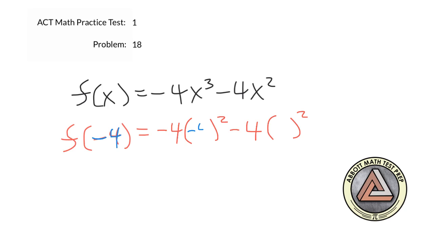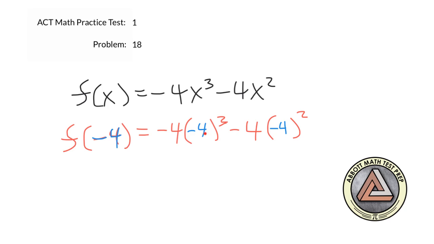So we're going to do that right now. Negative 4 goes there and negative 4 goes there. I made a little typo, that's a 3. Okay, so we have negative 4 times negative 4 cubed minus 4 times negative 4 squared. So it is this entire blue negative 4 that's being cubed right now, and I'm going to want to attend to that soon. I'm also going to want to attend to this negative 4 squared.